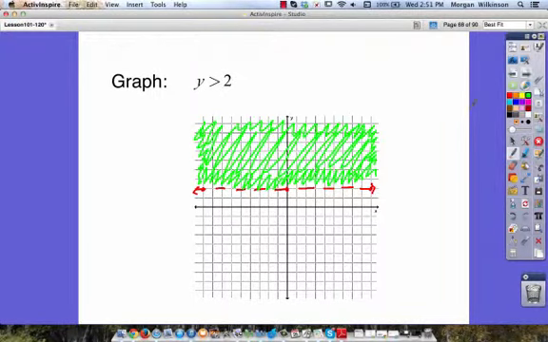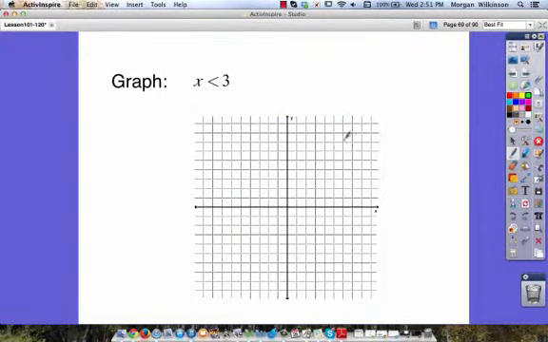We've got one more example. X is less than 3. If we have x is less than 3, well, 3, 1, 2, 3, that's right here. Another point where x is 3 would be up here. And then another point where x would be 3 would fall down here.